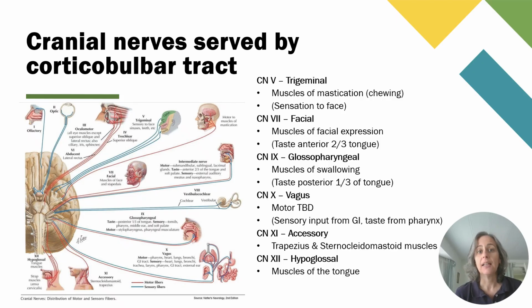Cranial nerve 11 is the accessory nerve. It's a motor nerve only, so it does the trapezius and the sternocleidomastoid muscles. And then cranial nerve 12 is the hypoglossal nerve, so muscles of the tongue. So that one's also just a motor nerve. So all of those cranial nerves, the axons from their upper motor neuron in the cerebral cortex down to the lower motor neuron are traveling through that corticobulbar tract that we saw previously.